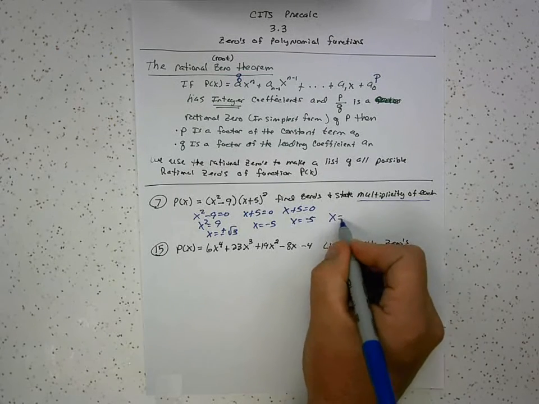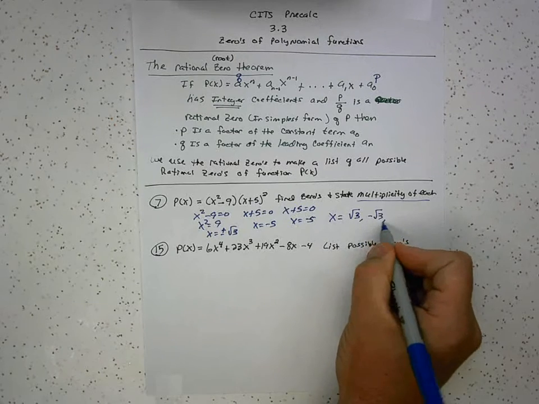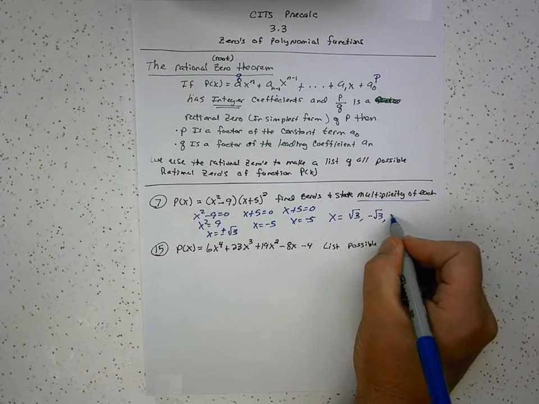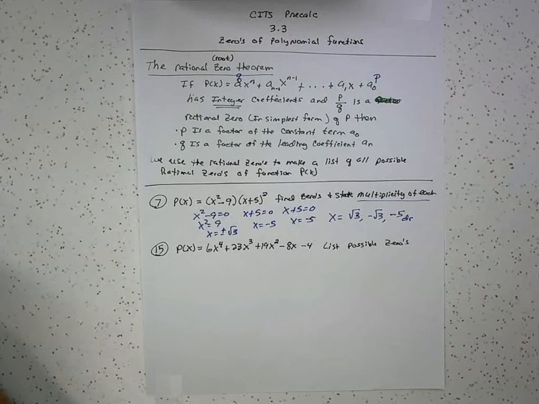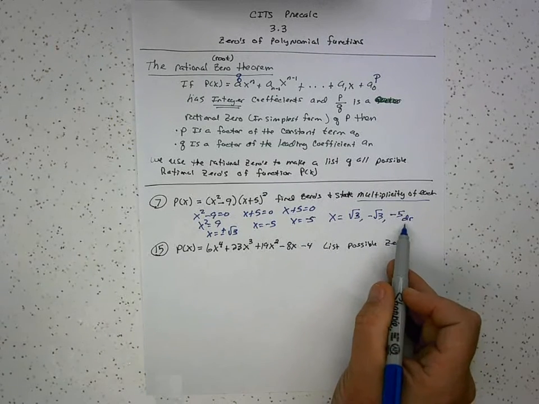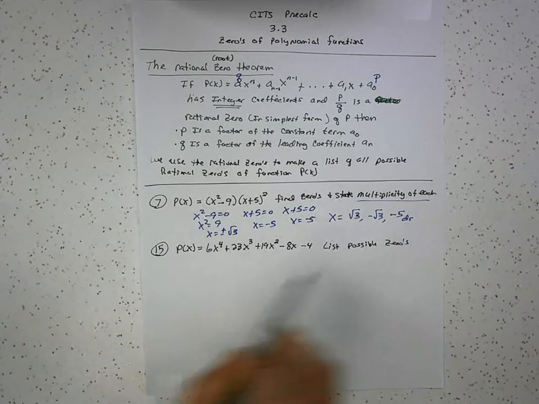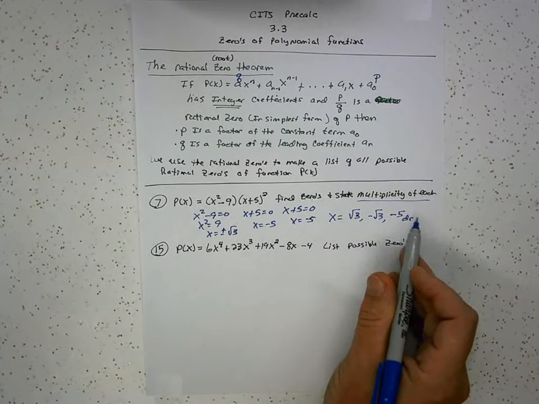So therefore we know x equals the square root of 3, negative square root of 3, and negative 5 twice, so we call that a double root. Okay, if it happened 3 times, I had 3 x plus 5s there, I'd call it a triple root, or a TR. All right? So that's all we're doing now, is we're trying to find the roots of this.